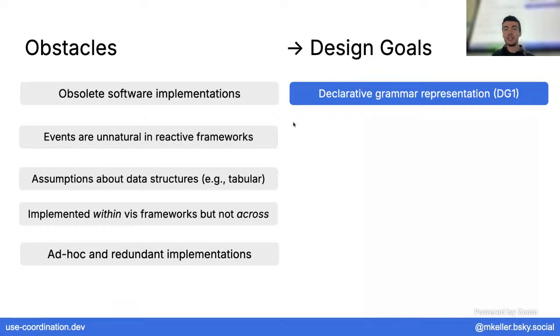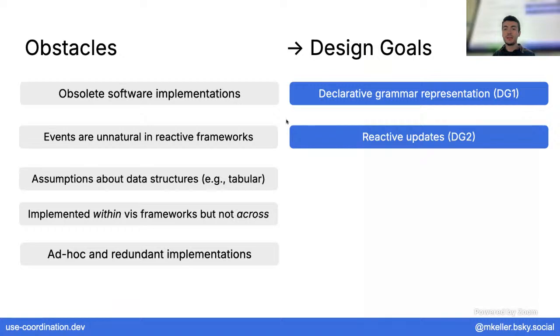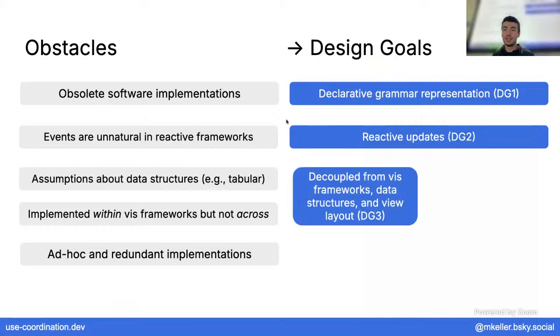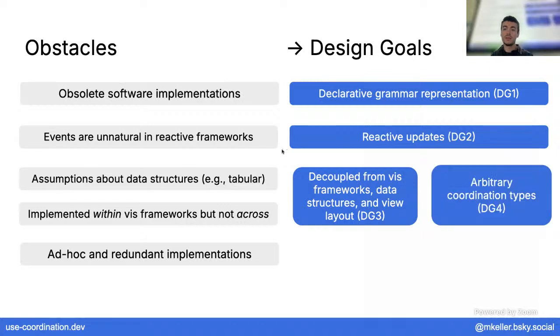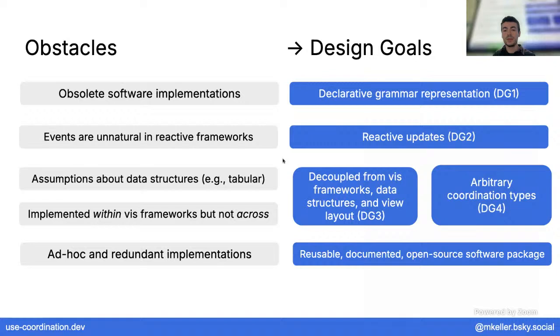So our goal here was to develop a more declarative approach that could coordinate across frameworks and languages, for example, and would be compatible with reactive user interface development frameworks or paradigms. And we want to consider coordinated multiple views separate from the implementation of a visualization itself, or separate from data structures or how views are laid out. We also want to be able to coordinate any type of value, so not only primitive numbers and strings, but more complicated arrays or objects. And of course, we want to develop something that is documented and open source and easy to reuse.